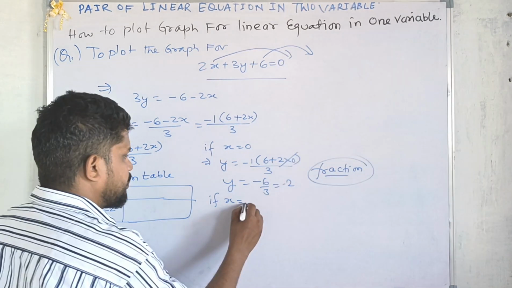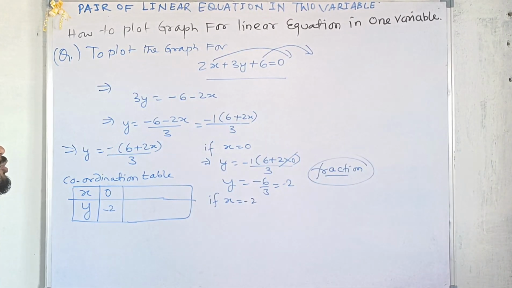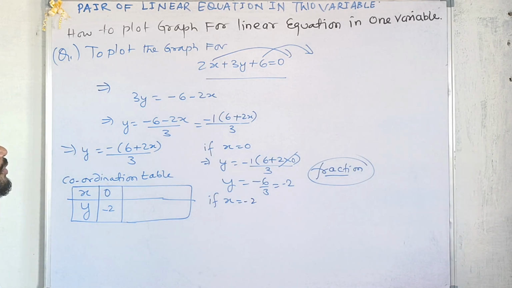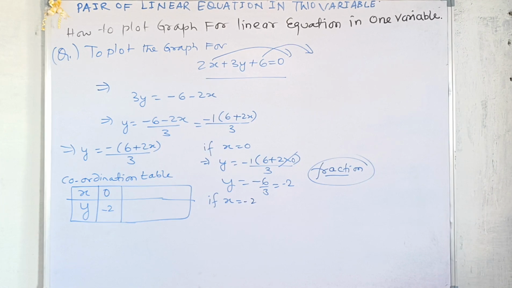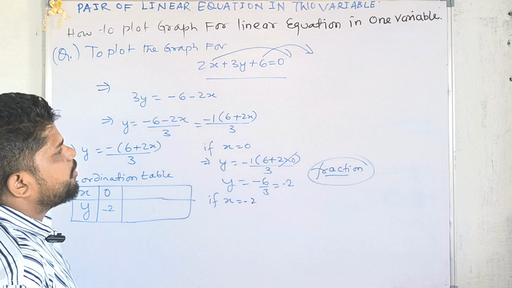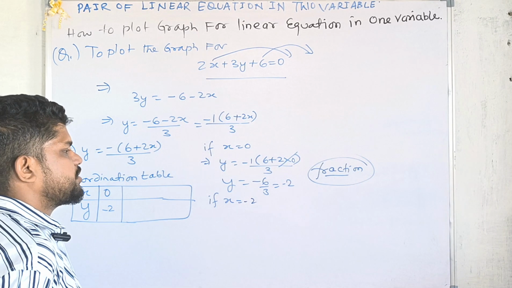Let's just try to put minus 2. If we put minus 2, we will get 4 minus 2 minus 4. Okay, so minus 4, 6. 6 minus 4 is 2. So minus 2 by 3. Again, it's the condition of fraction.